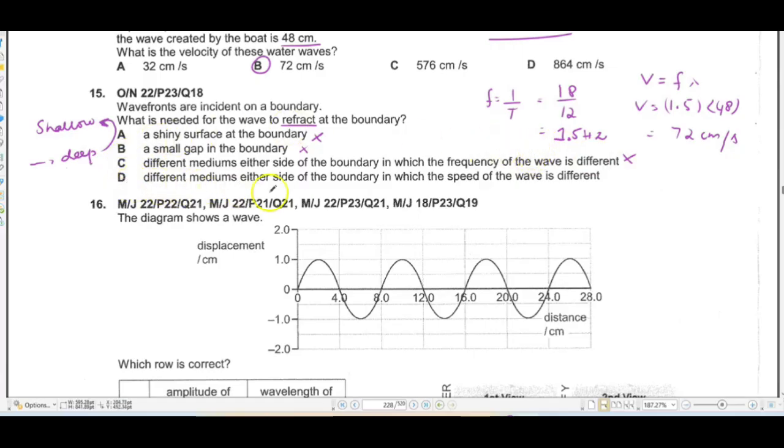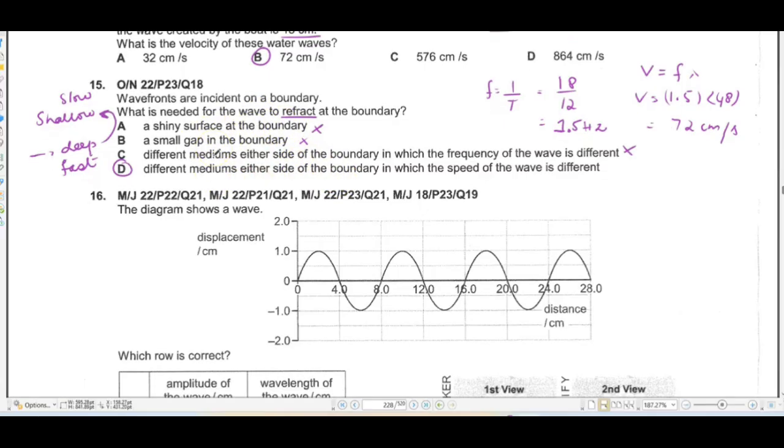So different mediums either side of the boundary in which the speed of the wave is different. Yes, that is the correct statement, because in shallow water the speed is slow, and in deep water the speed is fast. So when there is a change of speed of the medium, then only the refraction can occur. Okay, so D is the correct option.